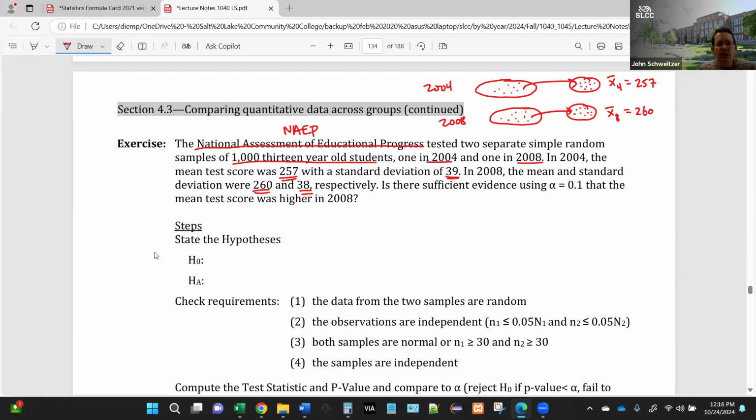Okay. So what I want you to do is write down the hypotheses. Then I want you to check the requirements. And once you've checked those requirements, then you can use GeoGebra to get yourself a t-score and a p-value. And then you can actually make a decision whether or not this is statistically significant. Okay, let's give this a try.